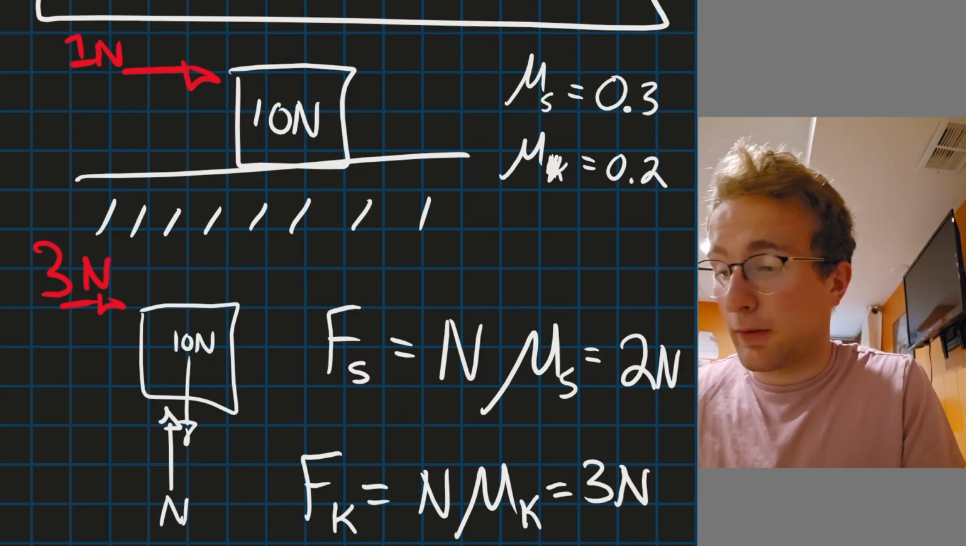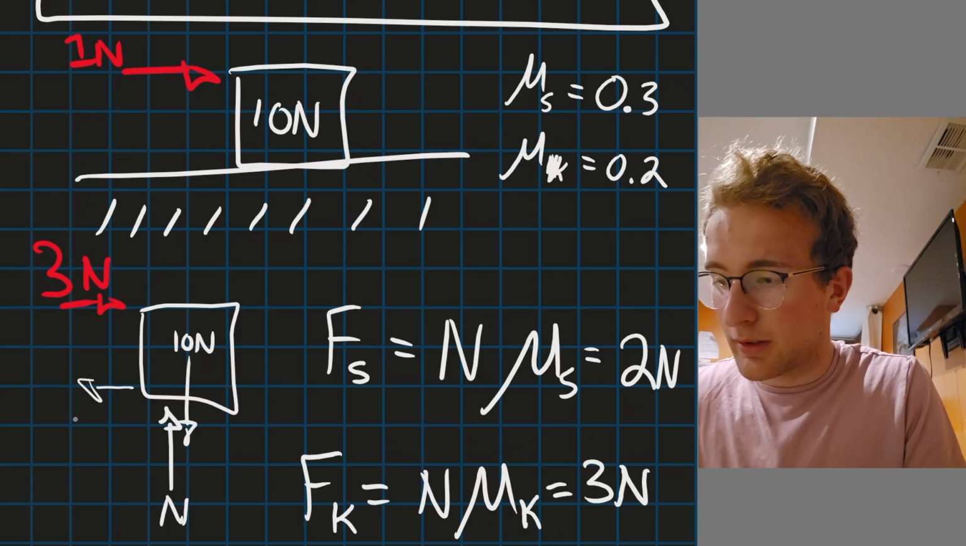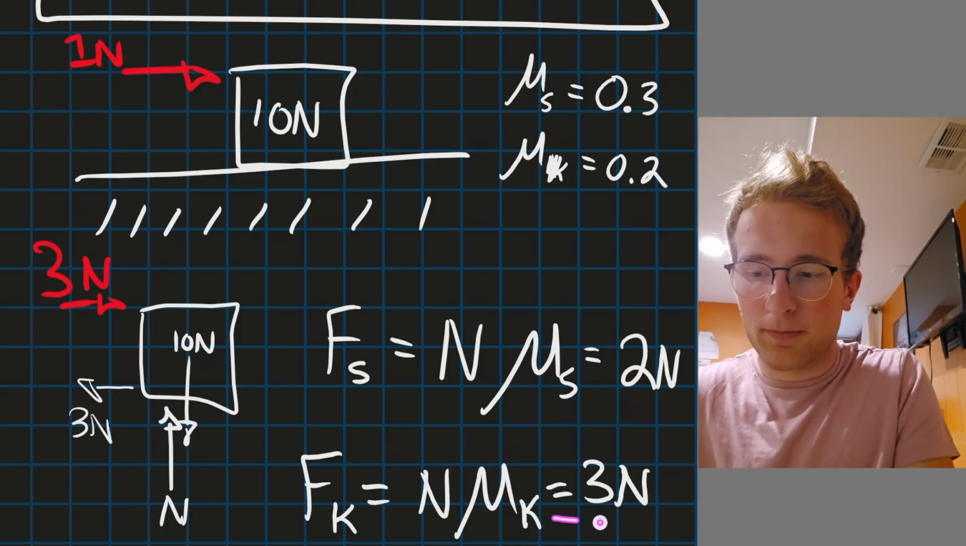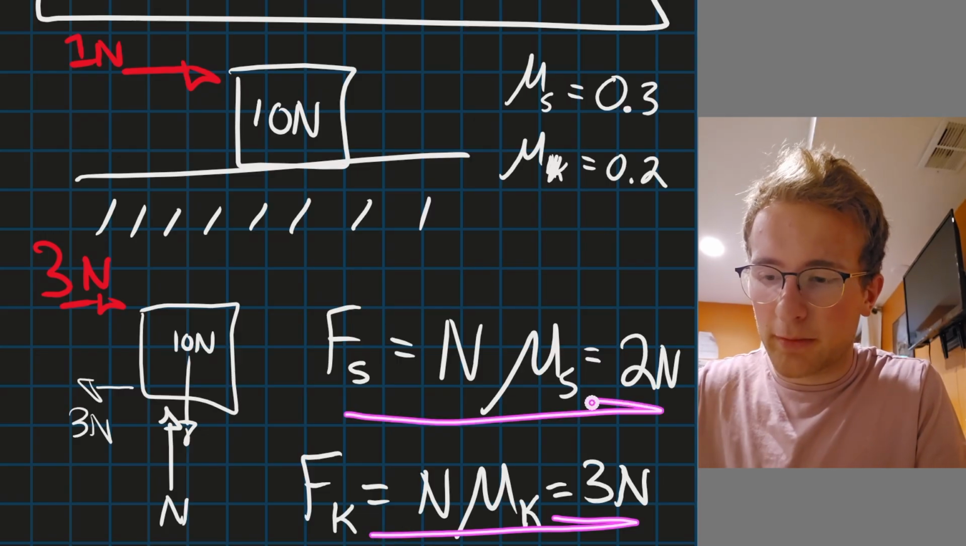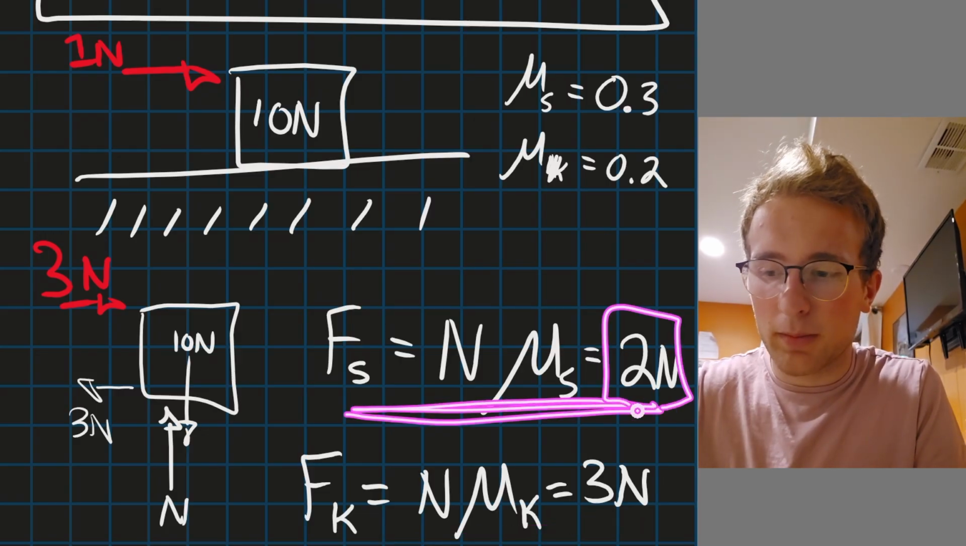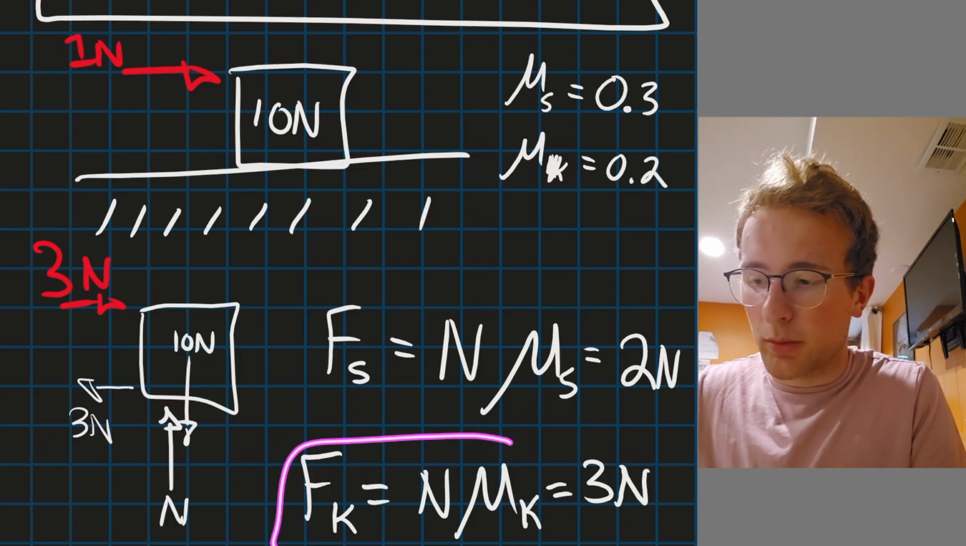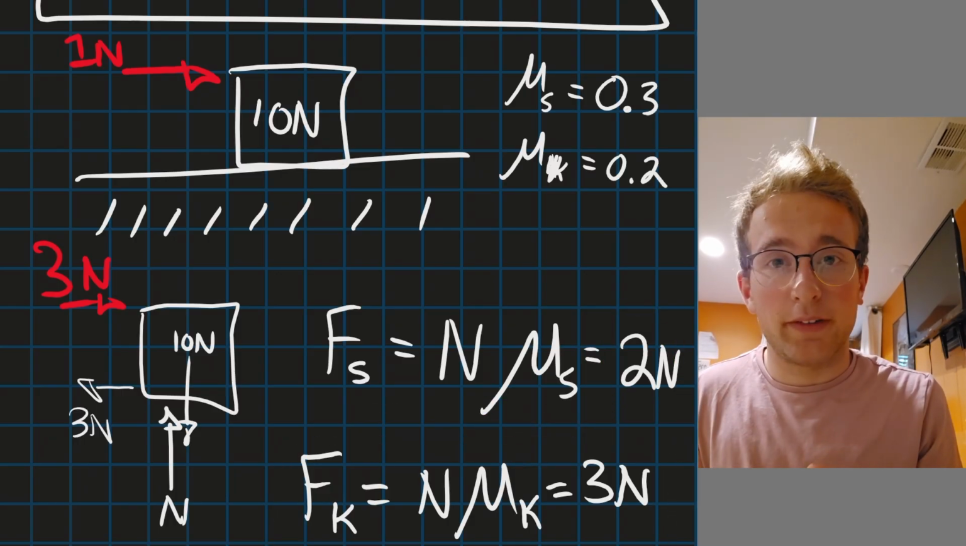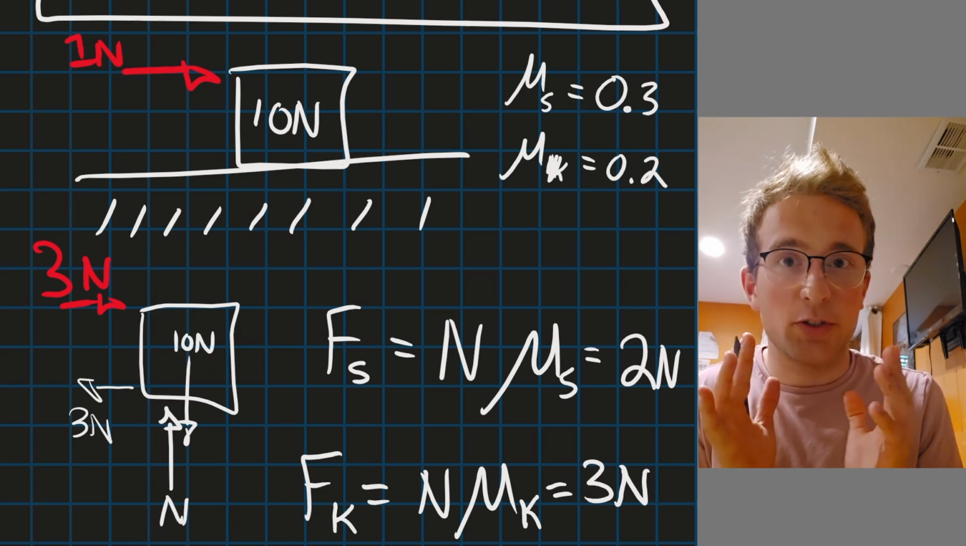How much kinetic friction is there? 3 newtons. Right? Static friction here, this was the maximum amount of static friction. We're now working with kinetic friction now. That is how much kinetic friction there is. Not how much there could be, how much there is.